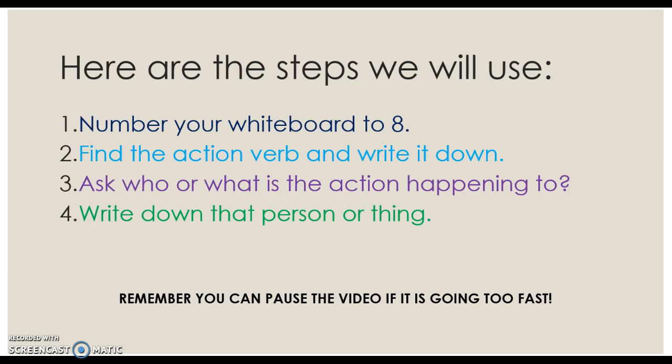First, number your whiteboard 1 to 8, and then you're going to read the sentence. In the sentence, I want you first to find the action verb and write it down. What is happening in the sentence? What's the action word or action verb that you see? Then you're going to ask yourself this question: who or what is the action happening to? And then you're going to find who or what that action is happening to, and you're going to write down that person or thing.